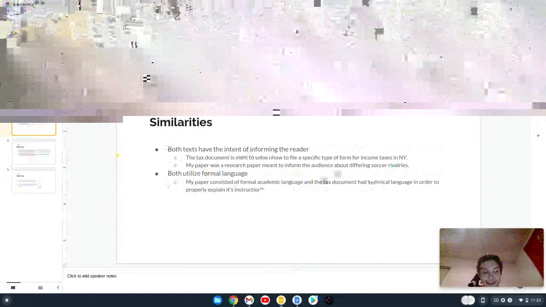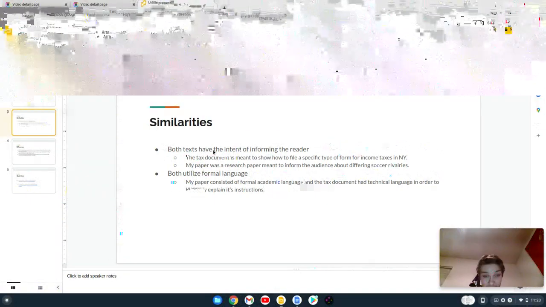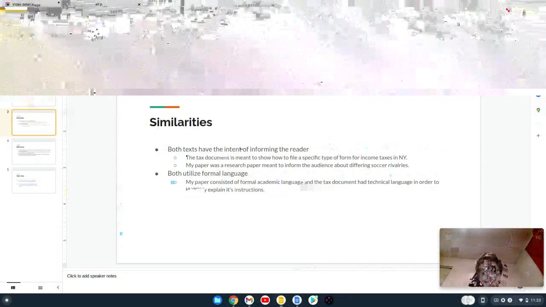And so, firstly, the similarities between the two. Both texts have the intent of informing the reader. The tax document is meant to show how to file for a specific form of income tax in New York. And then my paper was a research paper meant to inform the audience about different soccer rivalries.